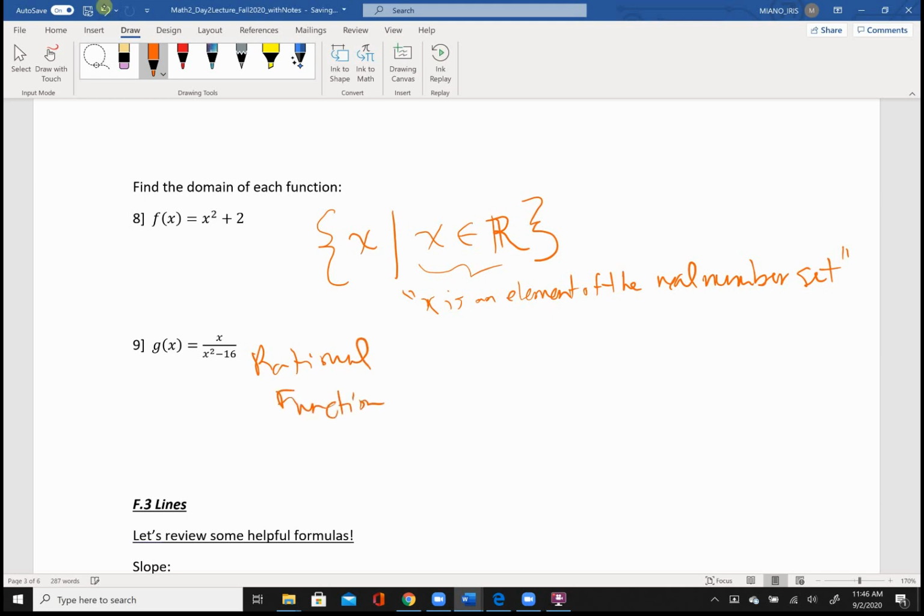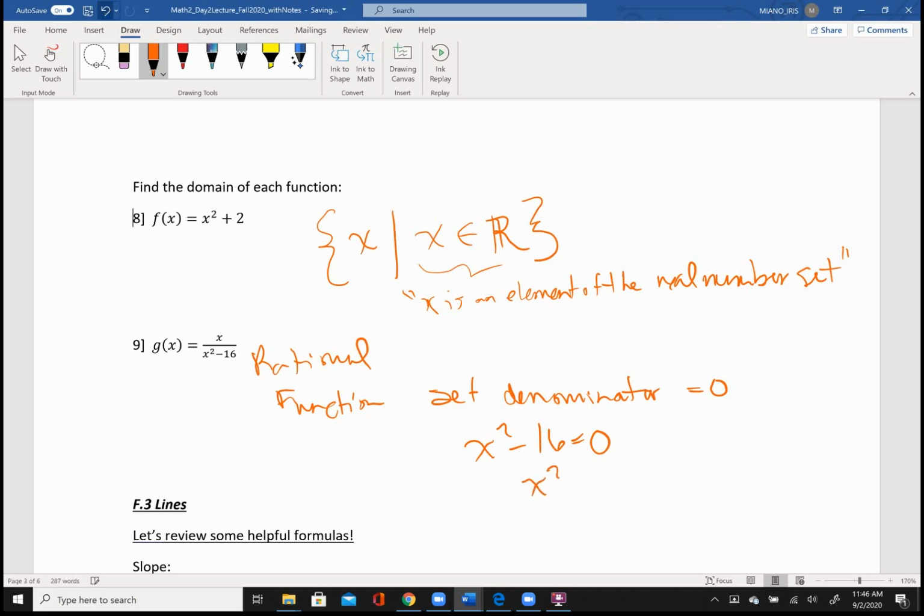So that means you set the denominator equal to 0, and whichever values you get from that, those are going to be the values that the domain is not allowed to have, because the denominator being equal to 0 makes for an undefined rational expression. So for the rational function, set the denominator equal to 0. So that'll be x squared minus 16 equals 0, and then solve this equation, and that'll tell you which x values you have to exclude from your domain.